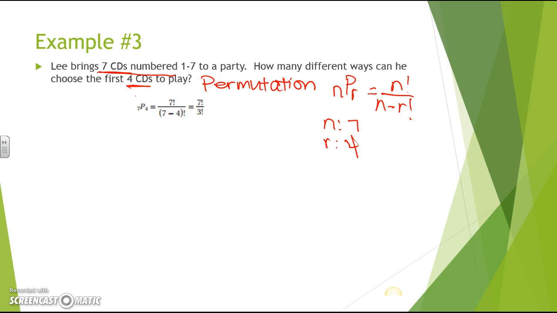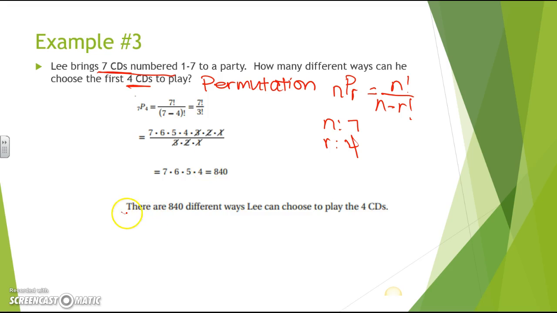So the way you'd set this up is 7P4, 7 factorial over 7 minus 4 factorial, equals 7 factorial over 3 factorial. The way we break that down is 7 times 6 times 5 times 4 times 3 times 2 times 1 over 3 times 2 times 1. The 3, 2, and 1s cancel, so what you're left with is 7 times 6 times 5 times 4, which gives you 840. So there are 840 different ways Lee can choose to play the 4 CDs.